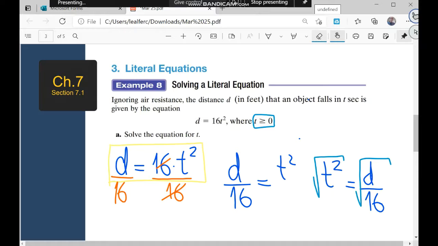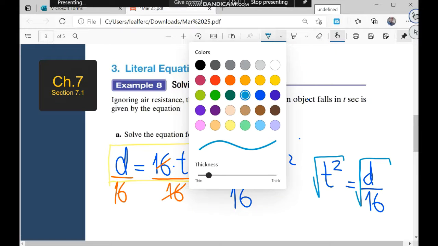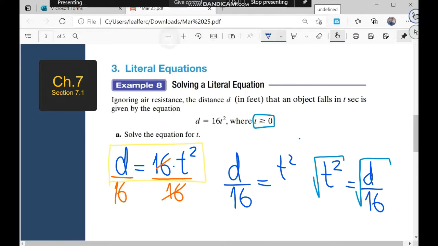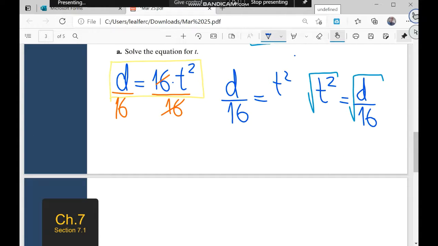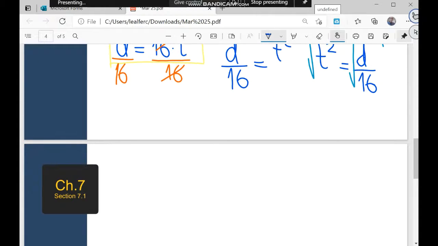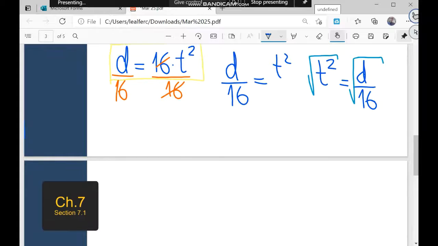A time equals zero. You don't need to be worried about the negative answer, so you can write this. This you can simplify, you can write t equals the square root of d over 16. Yes, it would be interesting to have a time machine, right?